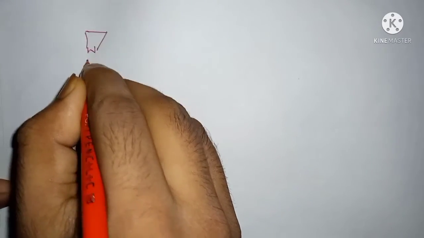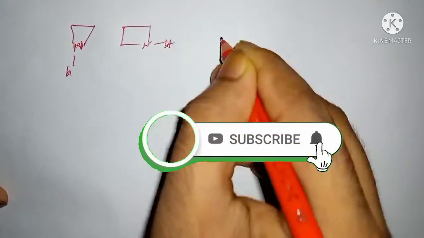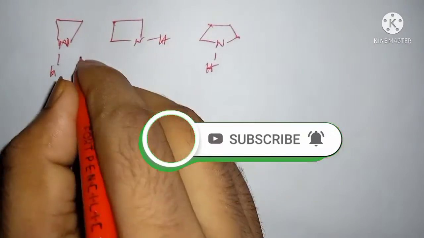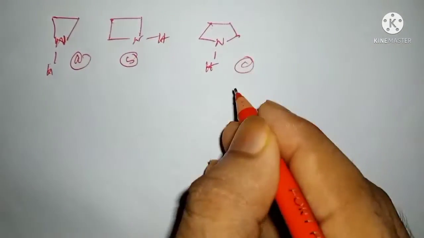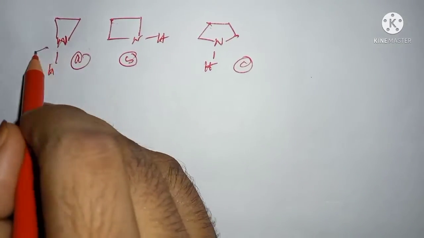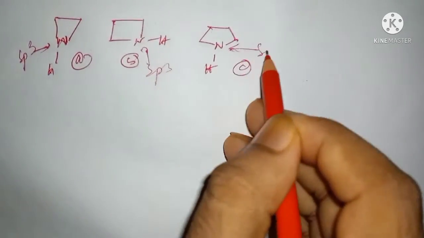Now next example: this is a 3-member ring containing NH, this is a 4-member ring containing NH, and this is a 5-member ring containing NH. This is A, B, C. Find the basic strength order. First, this is sp3 hybridization, this is also sp3 hybridization, and this is sp3 hybridization.